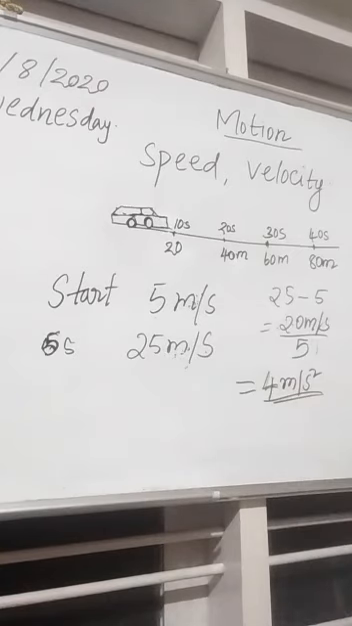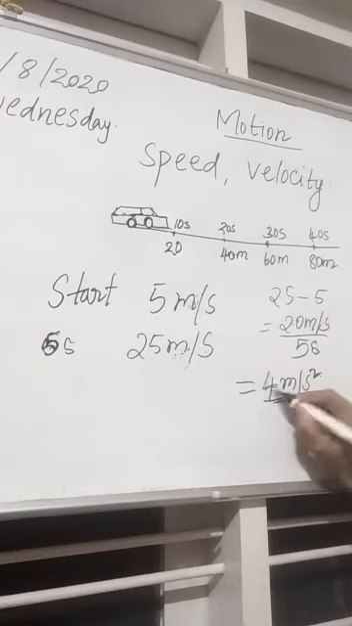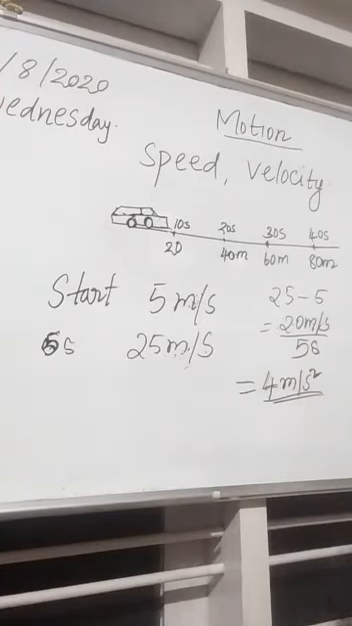And the unit of acceleration is meter per second square. Why meter per second square? Here you can see it. This is also 5 seconds. Second divided by second becomes second square. Meter is here, so 4 meter per second square. The unit of acceleration is meter per second square.